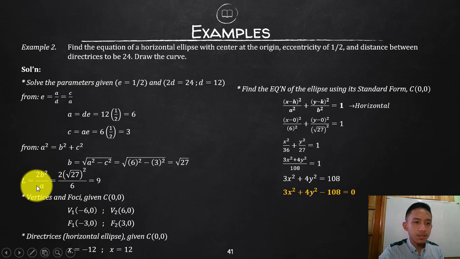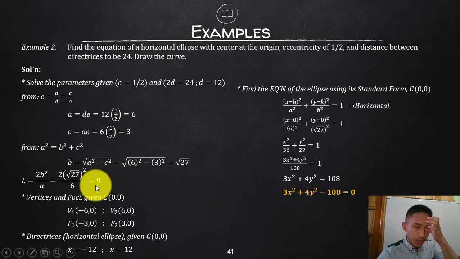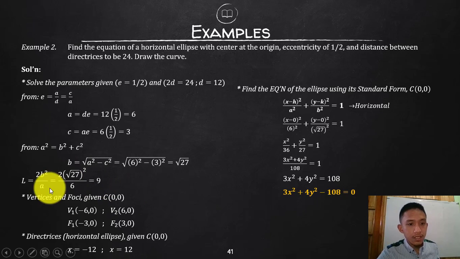So 2b squared all over a, that is your equation for the latus rectum. Your b is the square root of 27, squared, all over a, which is 6. You will end up with a latus rectum length of 9. Okay, that is 9. And then of course we need the vertices and foci. What we only have is the center, since again it is given that the center is the origin, so your center is at (0, 0), but we need to know your vertices and foci.